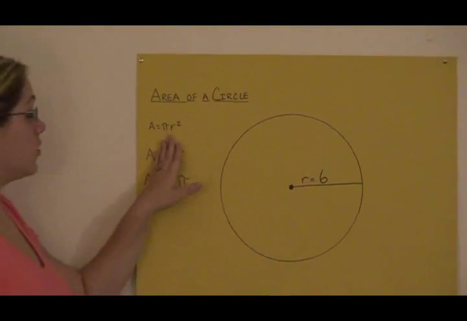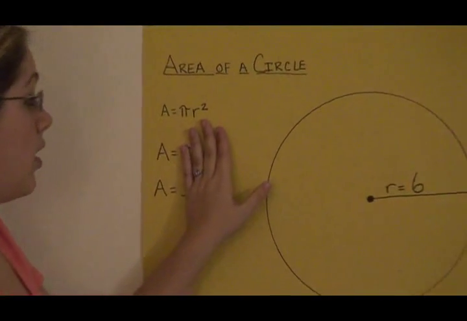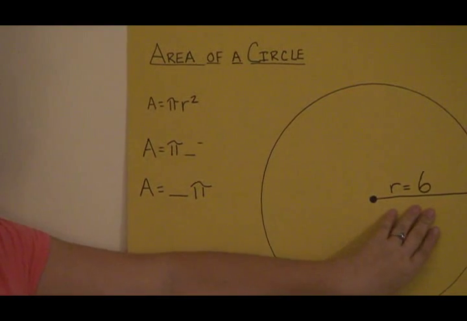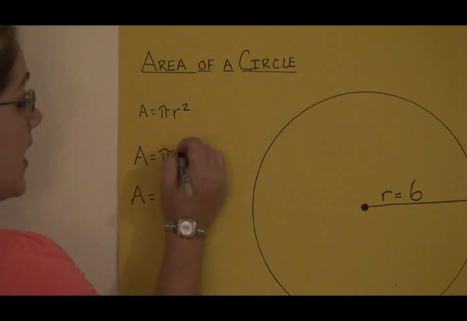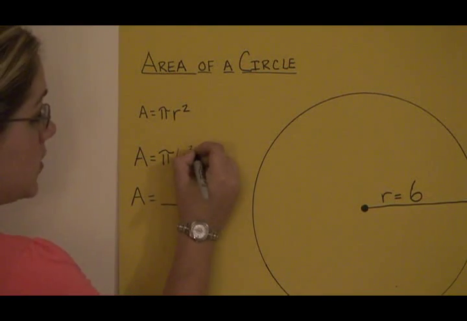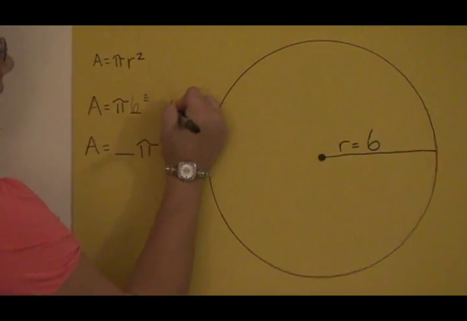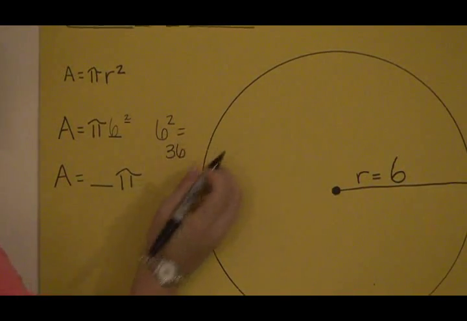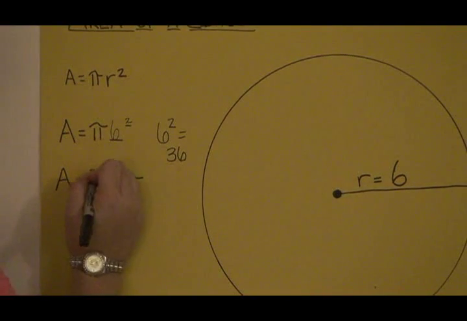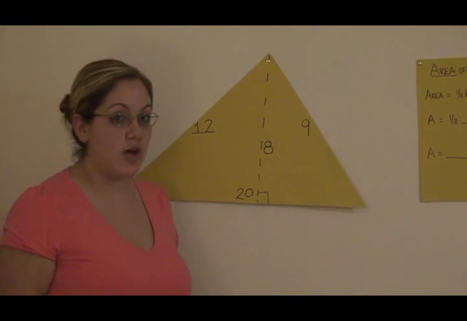To find the area of a circle, we use the formula pi r squared. So when we know that the radius is equal to 6, we know that we have to take pi and multiply it times 6, then square. So the answer in this formula would be 6 squared is equal to 36, and the area of this circle would be 36 pi.